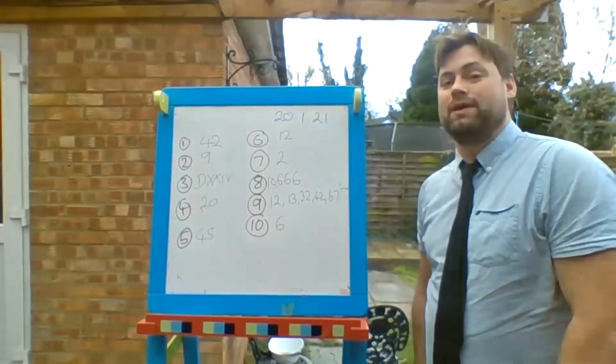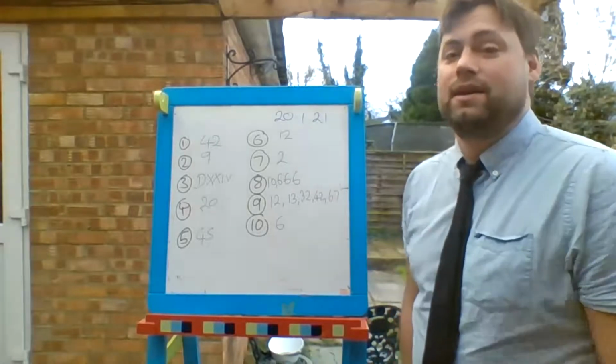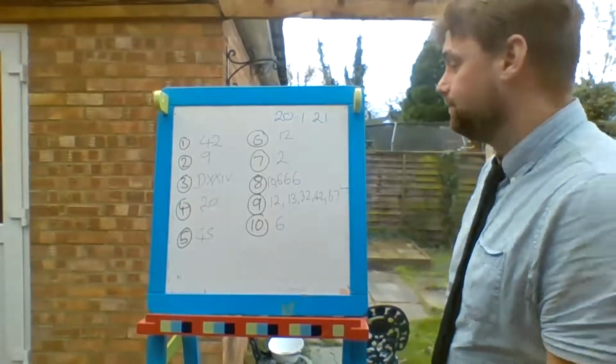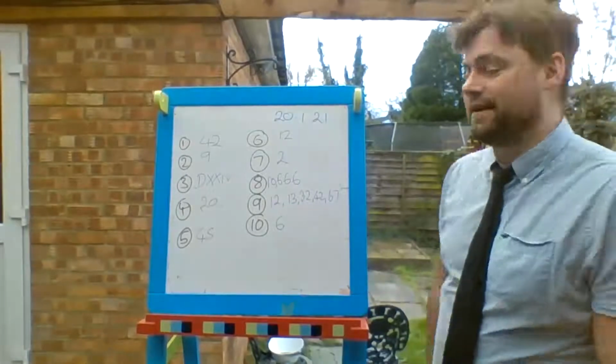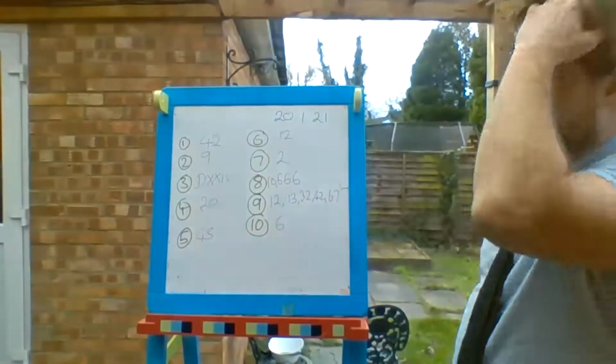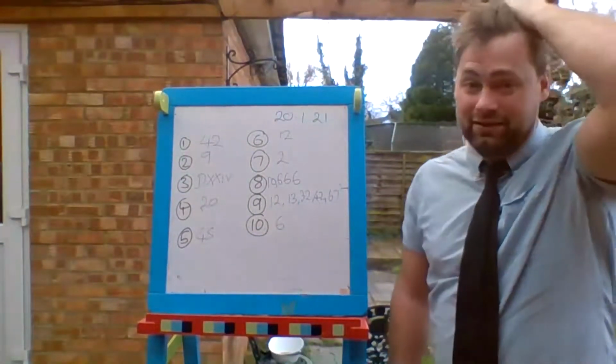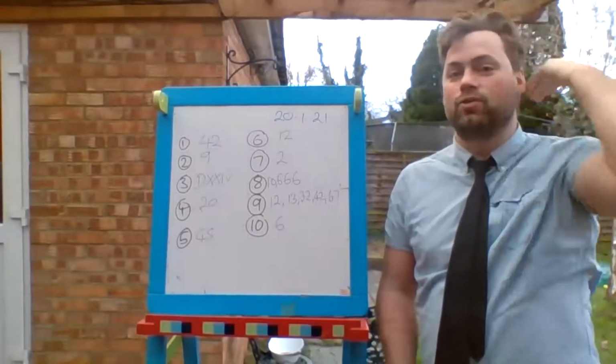10% of 20 is 2. So whenever you find 10%, that's like finding a tenth. You just divide the number by 10. When we add them two values together, we've got 10,666. Put these numbers in ascending order. We should have 12, 13, 32, 42, and 67. And then 36 divided by 6 is, of course, 6.